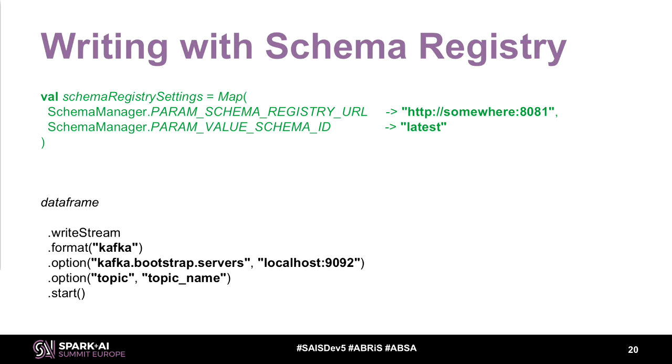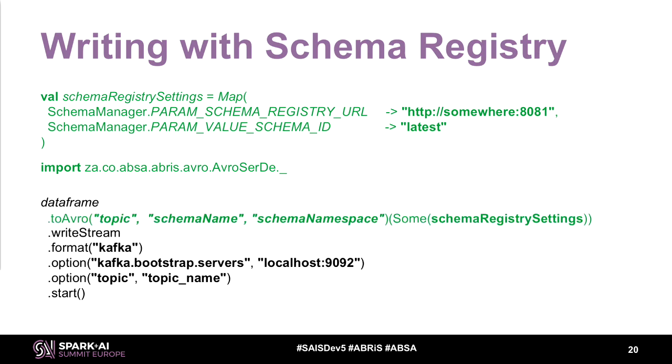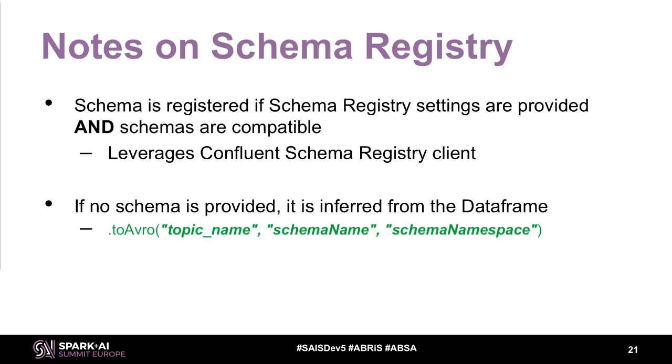Writing with Schema Registry is just as simple. Again, just the Schema Registry settings, you import ABRIS, and you call to Avro, passing in the topic name, so that when you register or update a schema, it can find it based on the topic inside Schema Registry. And that happens only if you provide the optional Schema Registry settings. And it updates it only if the schemas are compatible.